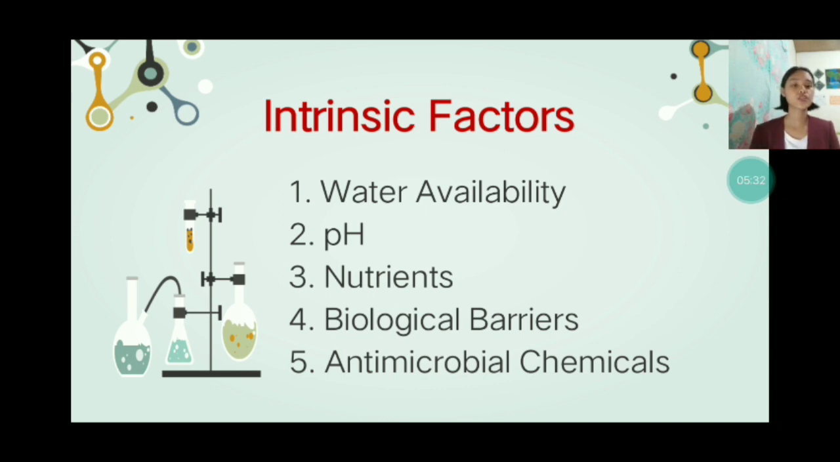So the second intrinsic factor is pH. The pH of the food is also important in determining which organism can survive and thrive on it. Many species of bacteria, including most pathogens, are inhibited by acidic conditions and cannot grow at a pH below 4.5. An exception is the lactic acid bacteria, which can grow at pH as low as 3.5 and are used in the production of fermented foods such as yogurt and sauerkraut.